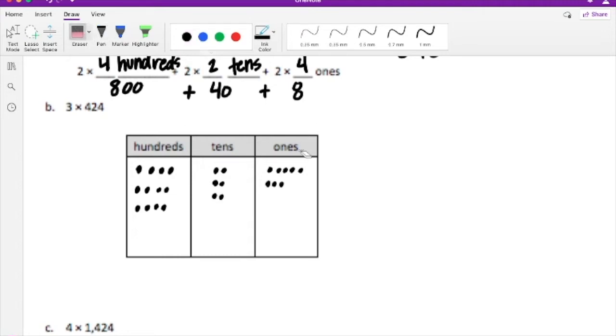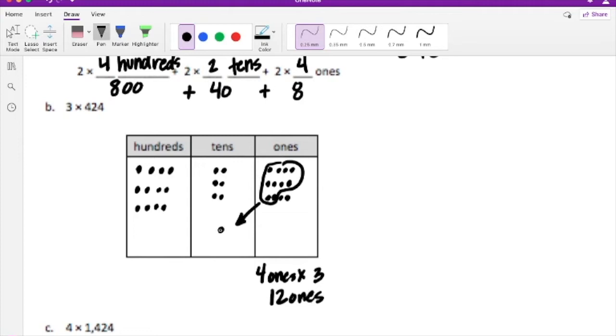Oh, wait. I have too many here. Now, let's see if we need to do any regrouping. If I have 4 ones times 3, that's 12 ones. So I can do regrouping here. That's 10. I'm going to move that over to the tens, and I would have 2 left, right?